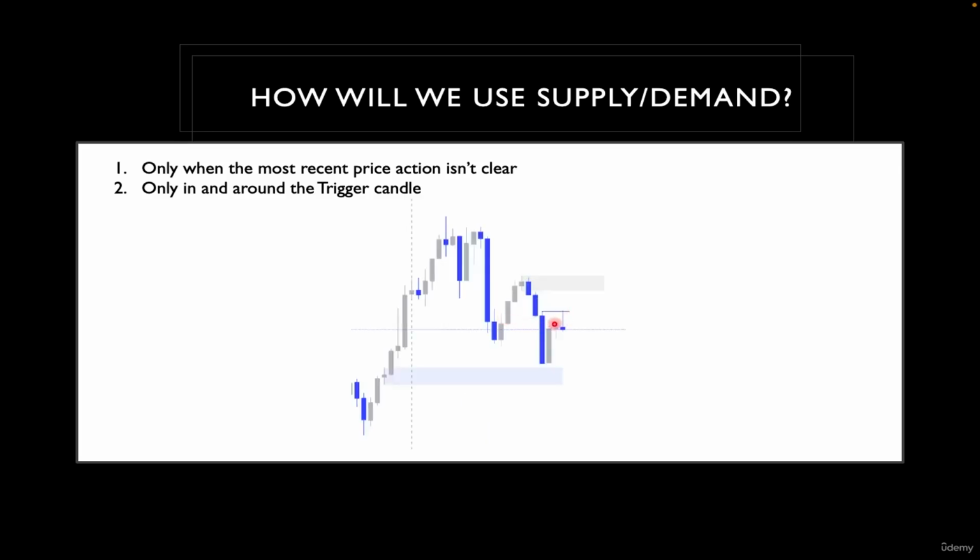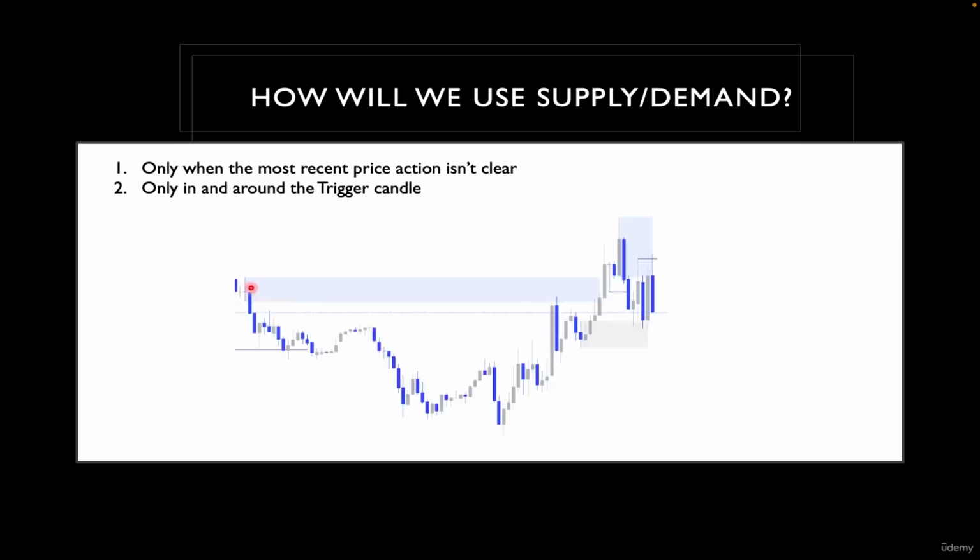Same here, we've got this bearish trigger candle sweep. In this example, we wouldn't really even need to mark out the supply and demand because it's clear and obvious that we're trending downwards. But I've done it for the purpose of the example. We've got this demand zone here, and then this extreme supply zone here.